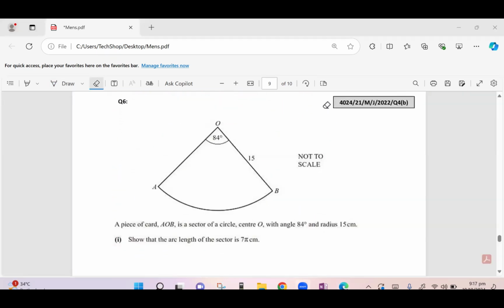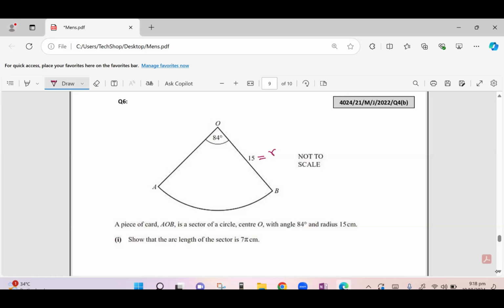Our last question of this worksheet is from 2022 May June, question 4 part B, paper 2 variant 1. It means you can use a calculator. A piece of card AOB is a sector of a circle, center O, with angle 84 degrees and radius 15 centimeters. Show that the arc length of the sector is 7 pi. So write down the information. Radius is 15. Angle is x degrees or theta degrees.